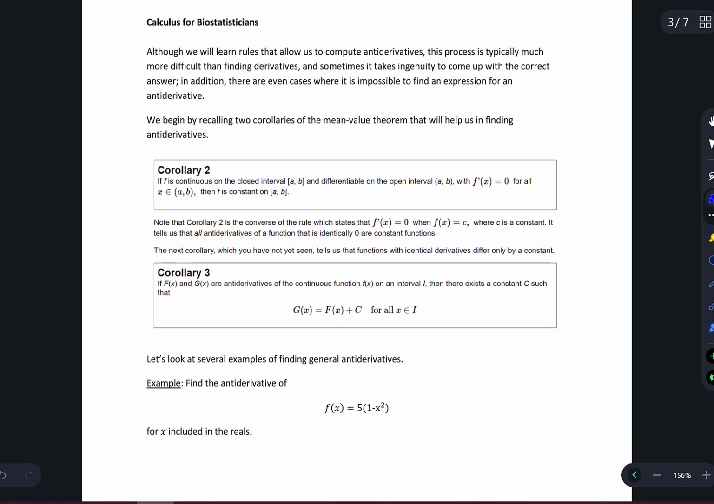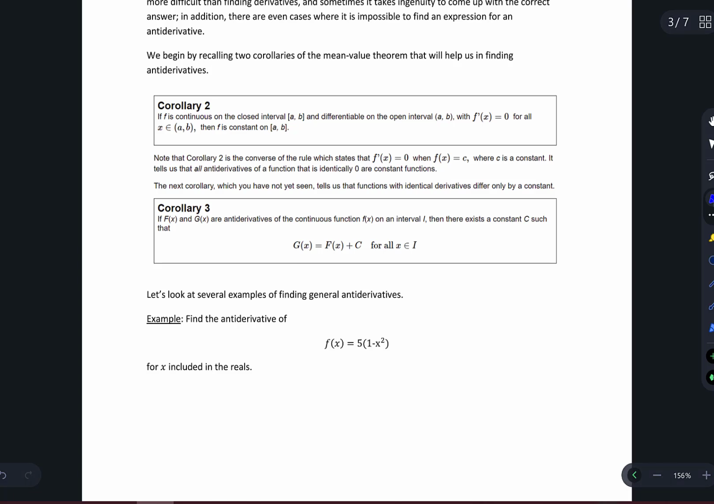So we're going to learn some rules that are going to help us compute antiderivatives, but the process is typically much more difficult than finding derivatives. It sometimes takes some ingenuity to come up with the correct answer, and in addition, there are even cases where it's impossible to find an expression for the antiderivative. So the ones that we look at in this section are going to be fairly easy ones, like the ones that you just saw.